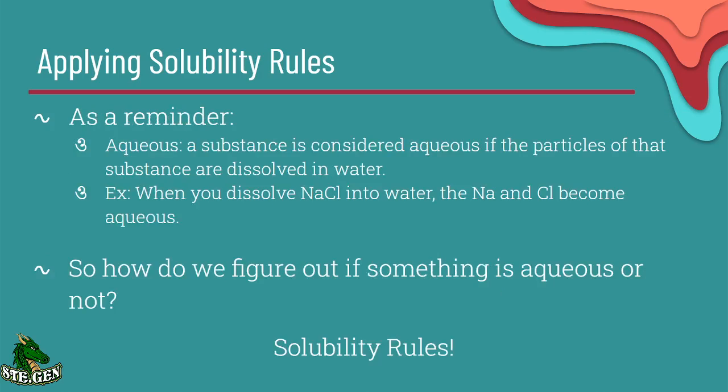As a reminder, a substance is considered aqueous if the particles of the substance are dissolved in water. So if you put salt in water, the Na plus and the Cl minus become aqueous. So how do we figure out if it's aqueous or not?